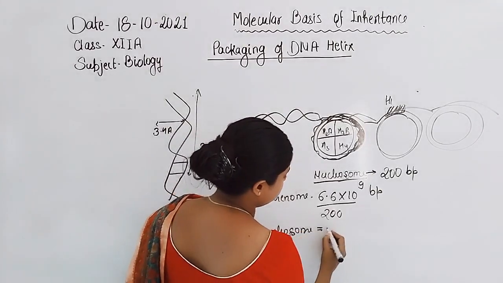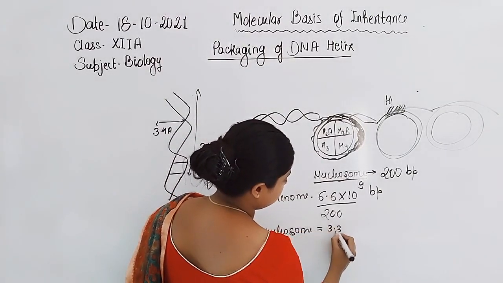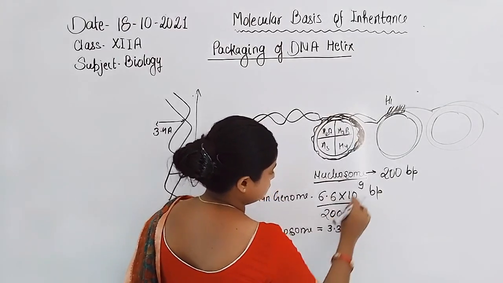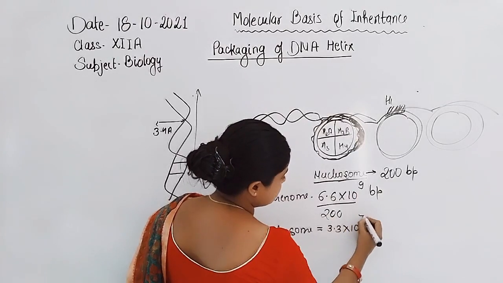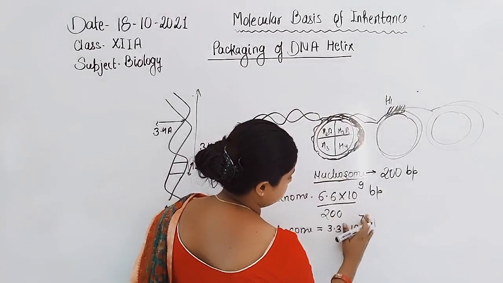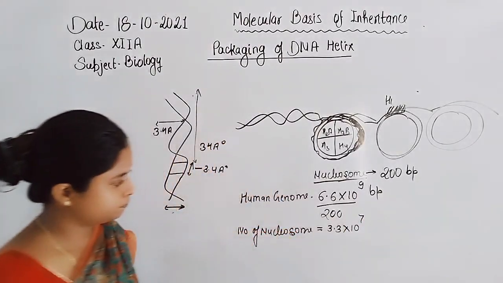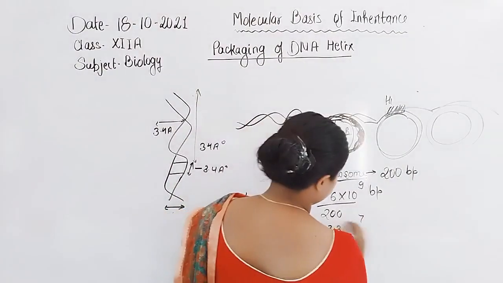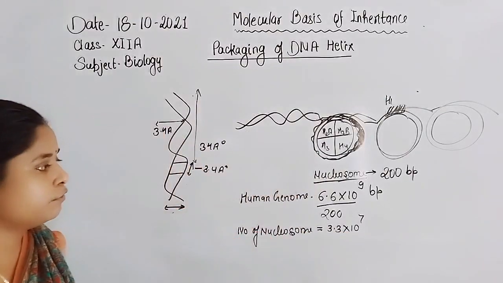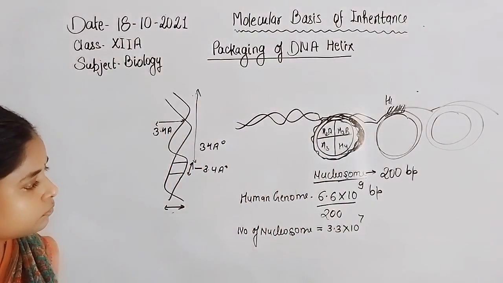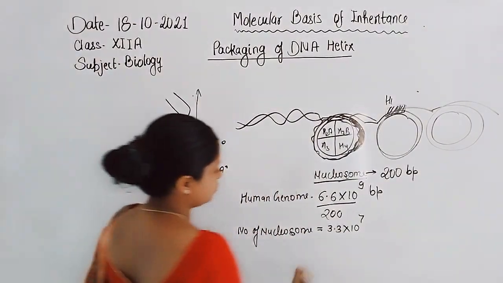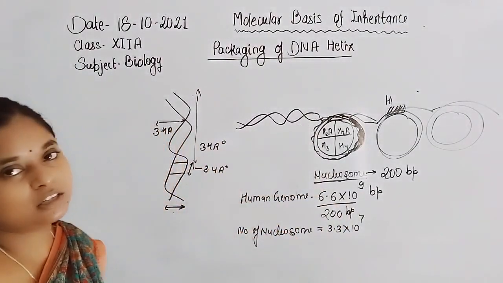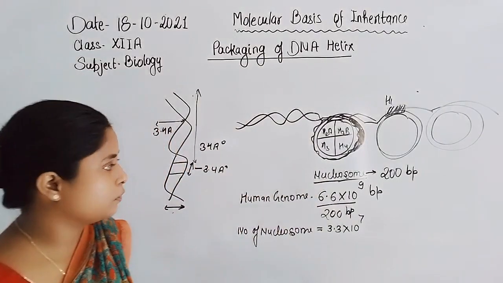is equal to 3.3 into 10 to the power 7 nucleosomes, because a single nucleosome is formed by 200 base pairs.